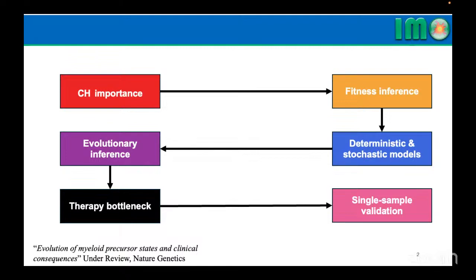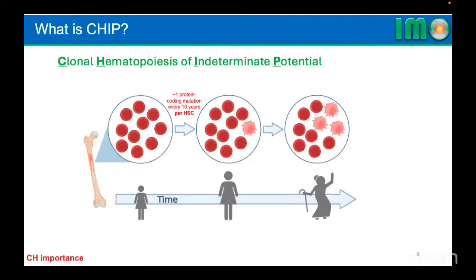First of all, I want to say the importance of CH, and then talk about the fitness inference, the model, the evolution inference, and then the therapy bottleneck, and how to validate our model. So what is CHIP, clonal hematopoiesis of indeterminate potential? It's very hard for me as a non-native English speaker to pronounce. So consider it as CH: if one of the mutated cells grows and its VAF, or frequency, is more than 2%, we call it CHIP.